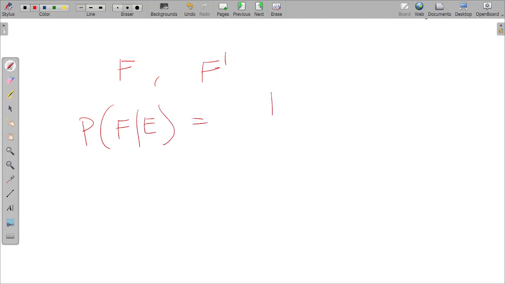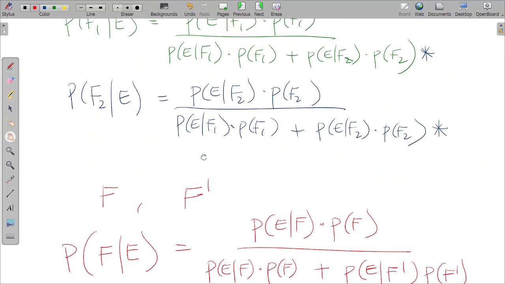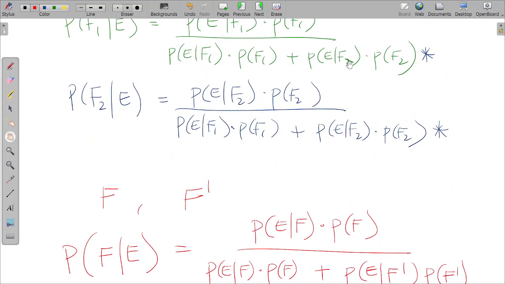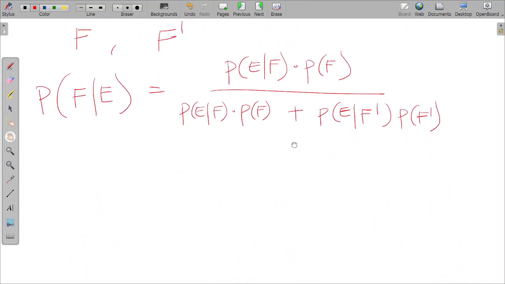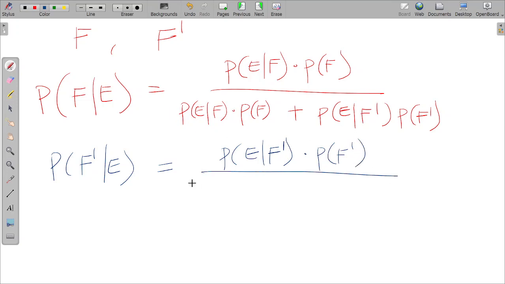If we are using that, we are now saying probability of F given E is equal to probability of E given F multiplied by probability of F, all over probability of E given F multiplied by probability of F plus probability of E given not F multiplied by probability of not F. Here we had F1, and the other side was F2, but here the other side is not F. Now the probability of not F given E will become probability of E given not F multiplied by probability of not F, all over the same denominator we have here.